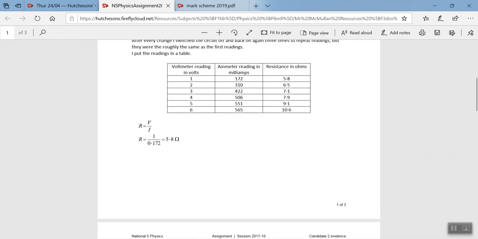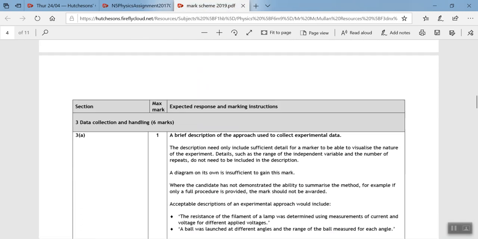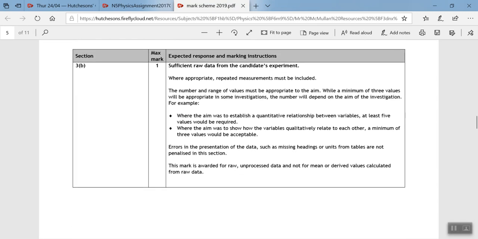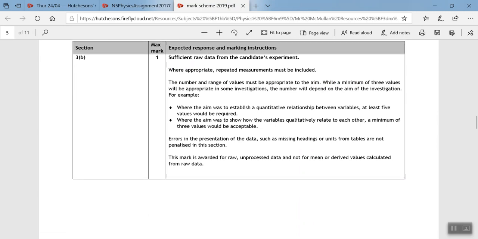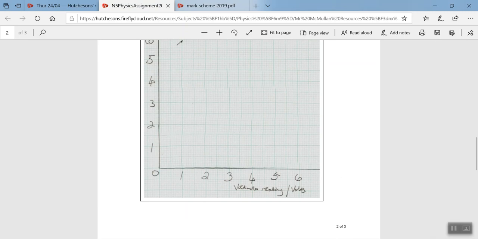Just going back to the results, you can see that they've not actually included any averages, which could deduct a mark as well. Now, when you look at the marking scheme, what we're looking for is appropriate repeat measurements. Okay, so they're going to lose a mark there. Back to the graph.